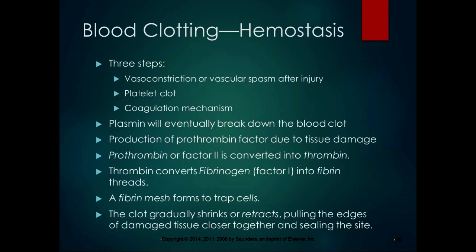Fibrinogen, which is known as factor 1, and I don't know why they're not in order, just to make me crazy, I think, is converted into fibrin through the action of thrombin. A fibrin mesh forms to trap cells and make up a solid clot or thrombus, stopping the flow of blood. The clot gradually shrinks or retracts, pulling the edges of the damaged tissue closer together and sealing the site.